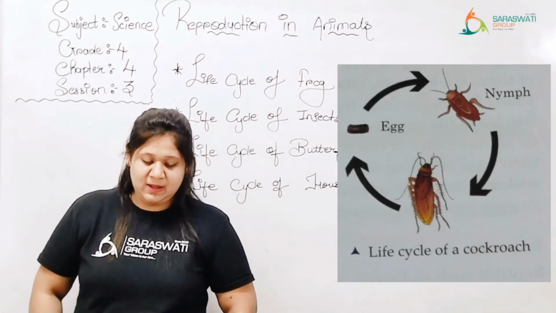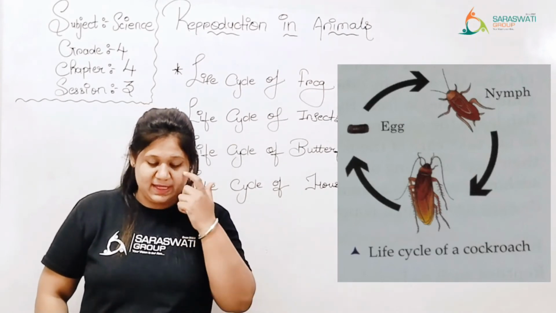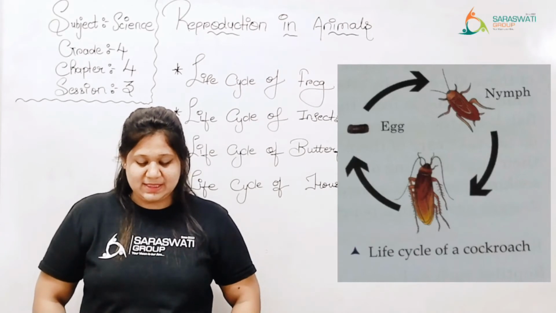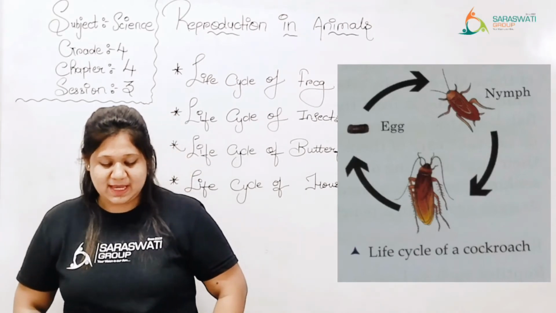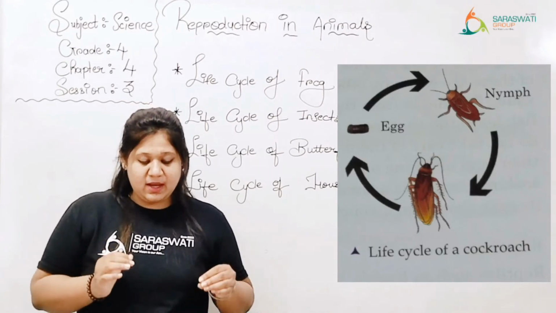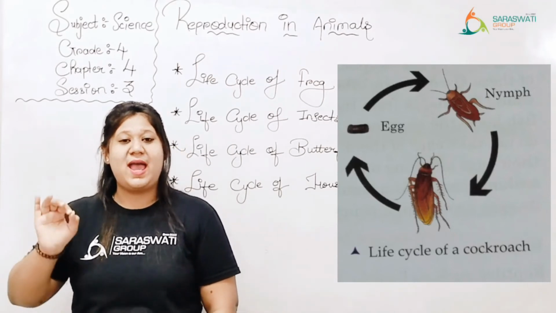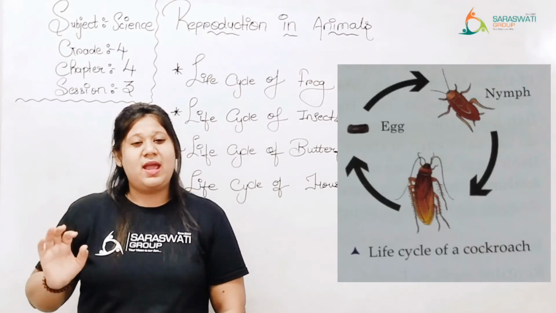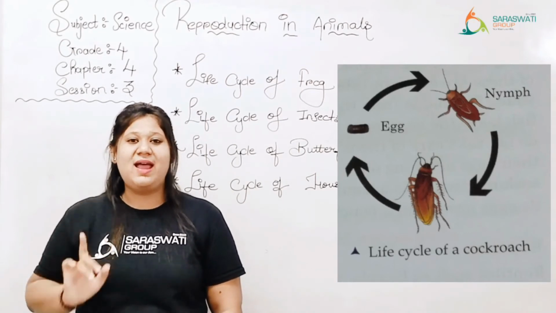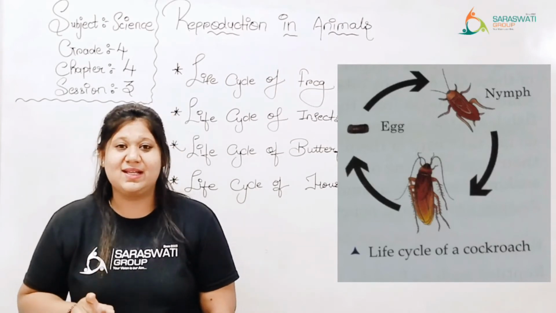The sequence of development that takes place in an animal from the embryo to the adult stage is called a life cycle. एक सीक्वेंस होती है एग को ले करने से, when it converts into an adult frog, adult anything, that process is called life cycle. That process is called life cycle, right?